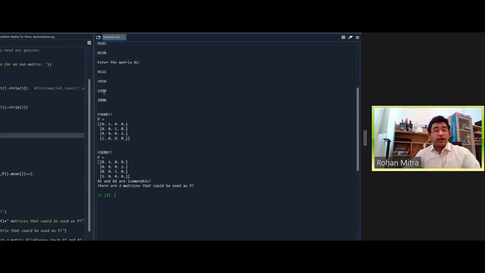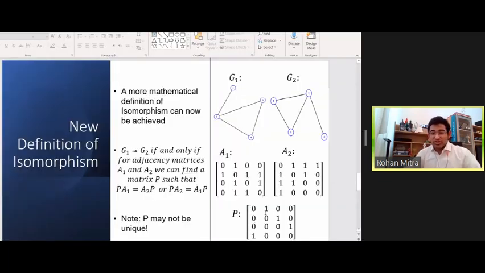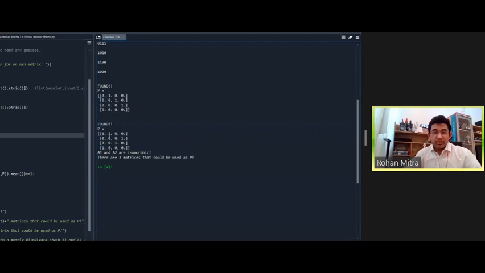It found 2 values of P, both of which would give me an acceptable answer. And because it has found values of P, it's told me that A1 and A2 are isomorphic, and there are 2 such matrices that could be used as P. Perfect, isn't it? You can take a look here on my presentation. I've used this matrix with 1s on the second diagonal and a 1 here. Notice that is the first matrix. That's this value of P.